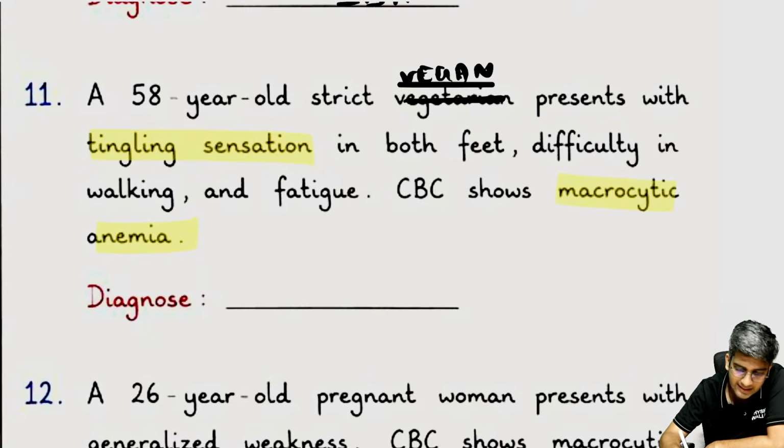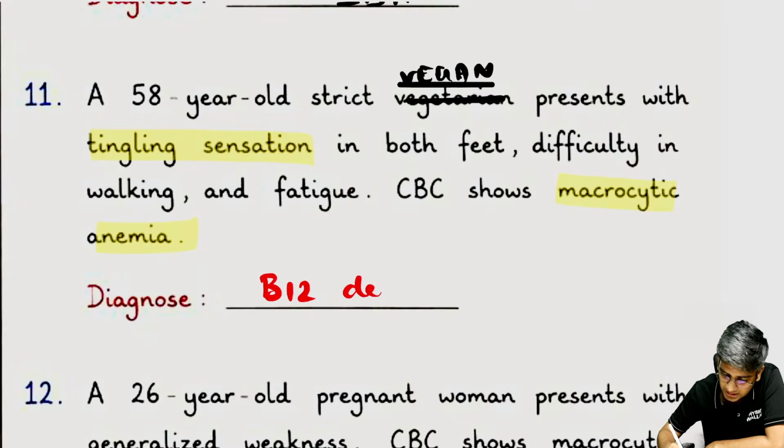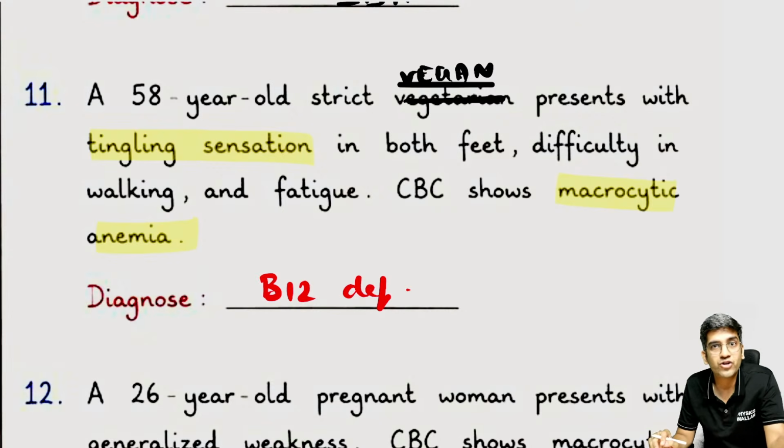Diagnosis. Here B12 deficiency should be the right answer. It should be B12 deficient megaloblastic anemia. Don't write just megaloblastic anemia. Okay? Because there's a neurological defect, which means it's a B12 deficiency, not a folate deficiency. Fine?